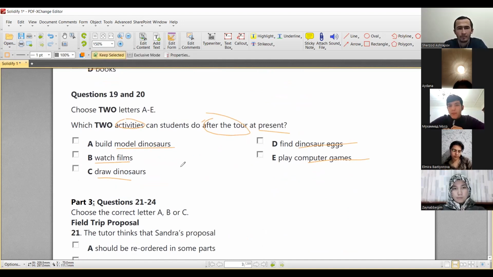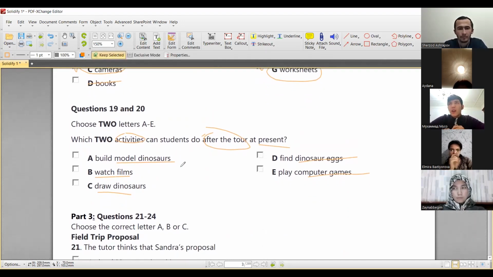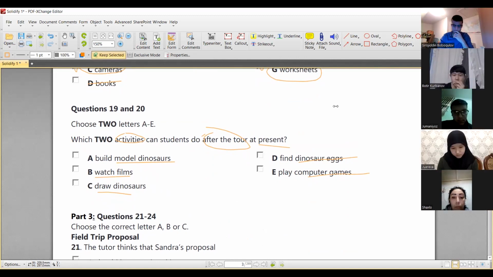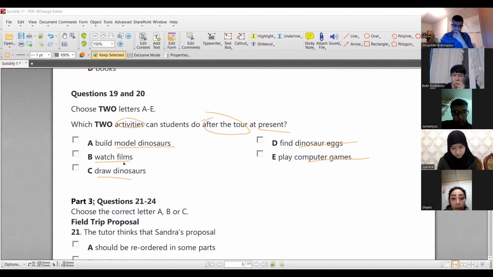There are also a few things that students can do after the tour. In the theaterette on the ground floor, there are continuous screenings of short documentaries about dinosaurs which they can see at any time. We used to have an activity room with more interactive things like... So there is a screen of dinosaurs they can watch anytime, watch films. This is going to be the first one.